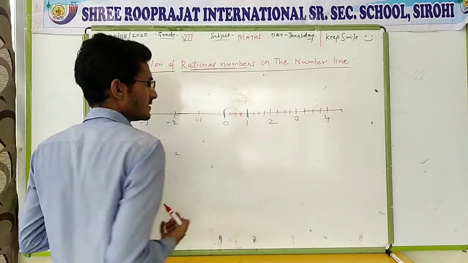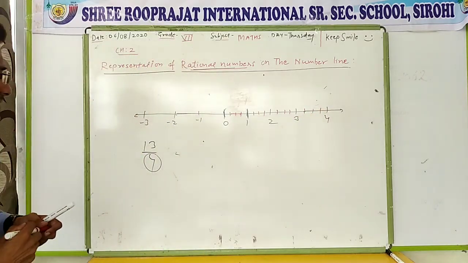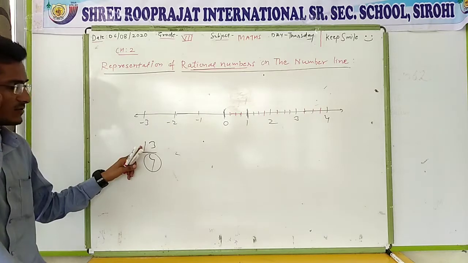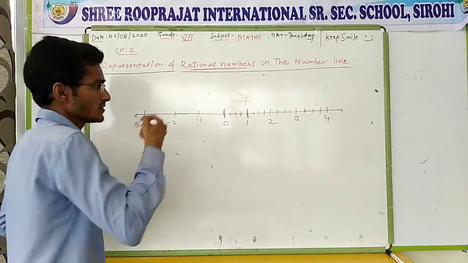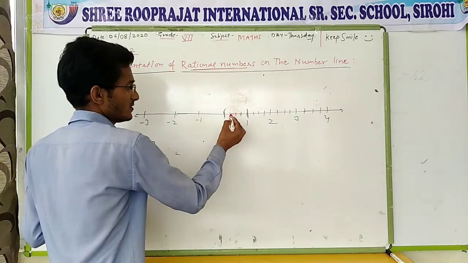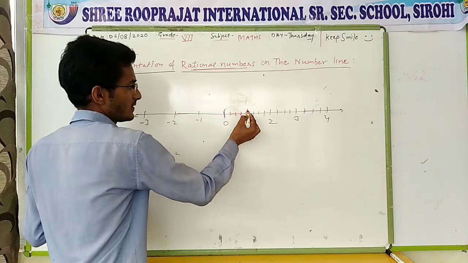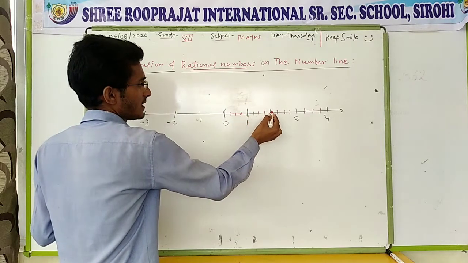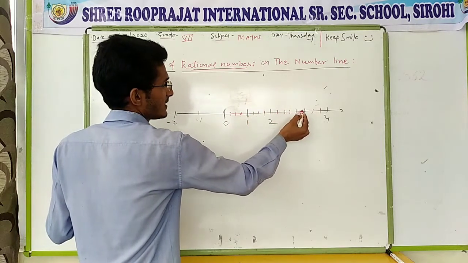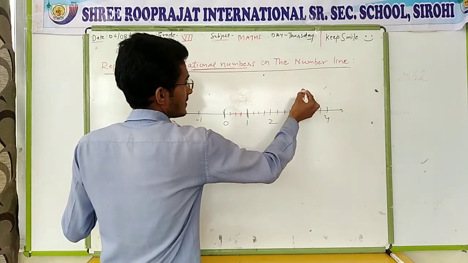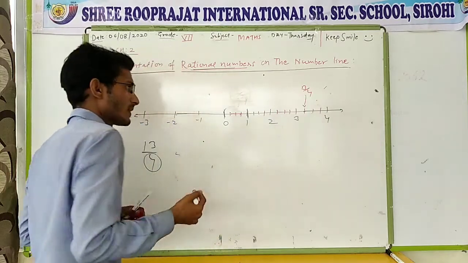It is a little bit lengthier compared to the previous one. So now how much do you have to take? Only 13 parts. If you start from 0, it is 1, 2, 3, 4, 5, 6, 7, 8, 9, 10, 11, 12 and 13. So that will be your 13 by 4.